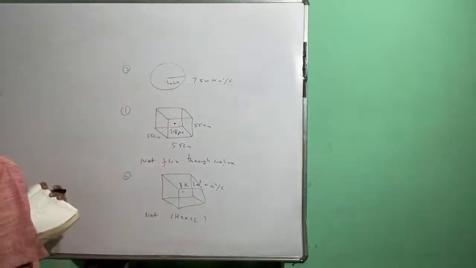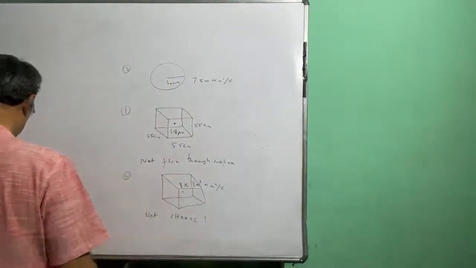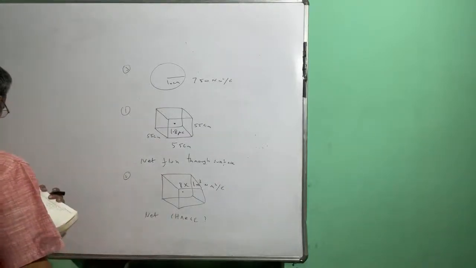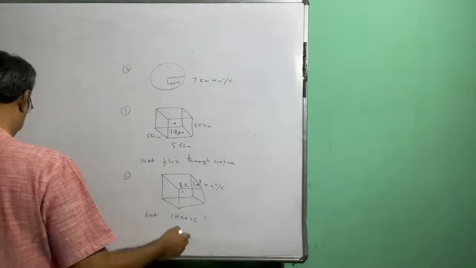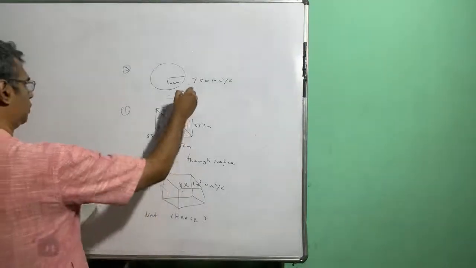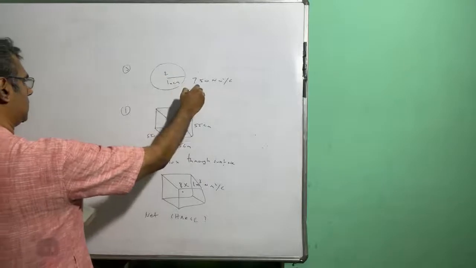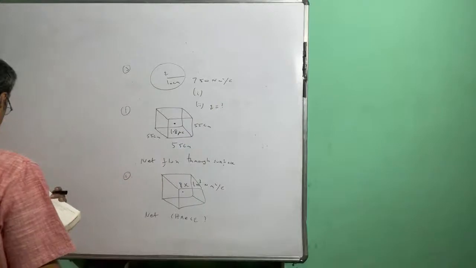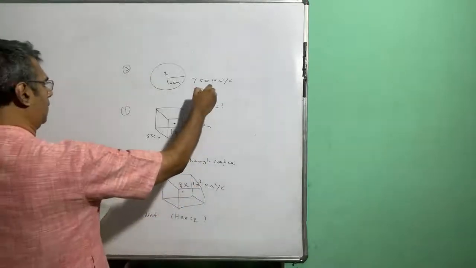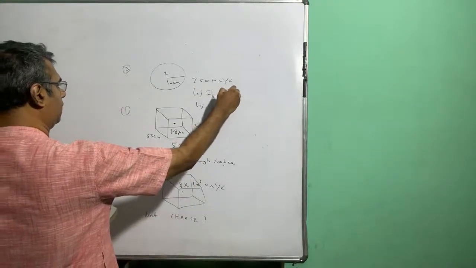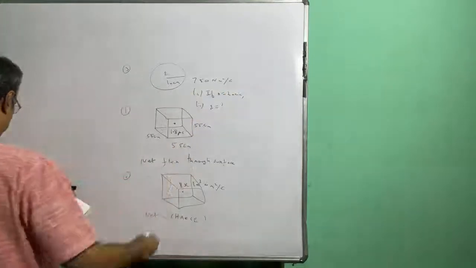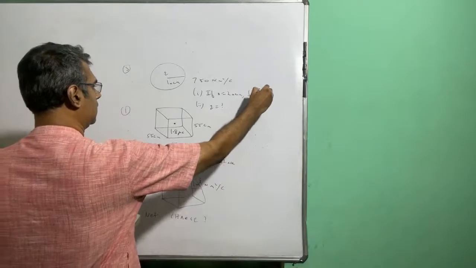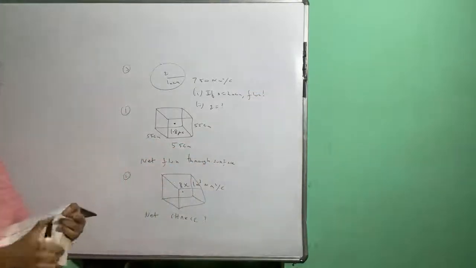There is a sphere of 10 centimeter radius and the flux produced is 750 Newton meter square per coulomb. So there are two questions. One is that there is a point charge in the center of the sphere. What will be this point charge? And if R becomes 20 instead of 10, then what will be the flux? These are the two questions of question number 3.